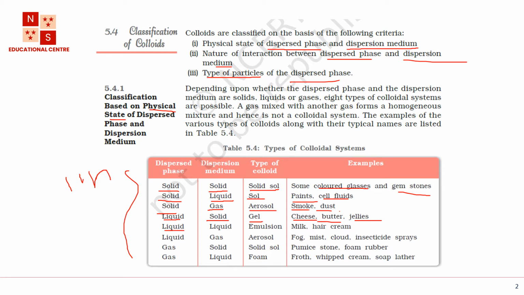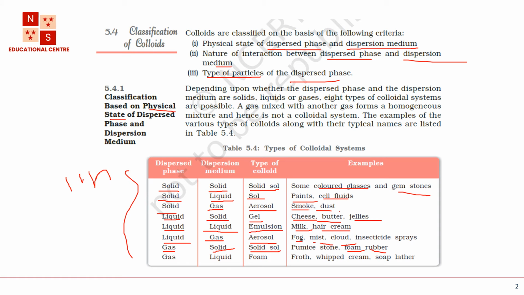And when the dispersed phase and dispersed medium are both liquid, we get an emulsion, that is milk, ice cream. And the sixth type, when the dispersed phase is liquid and the dispersed medium is gas, we get an aerosol. Again the aerosol: fog, mist, clouds, all these things. And when the dispersed phase is gas and the dispersed medium is solid, we get a solid foam. So foams, rubber, pumice stones, all this will come under it.